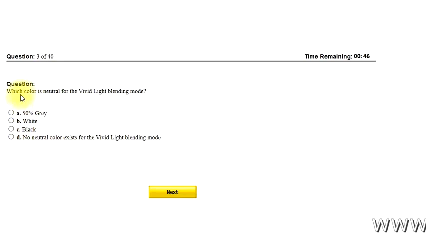Question number 3 is, which color is neutral for the vivid light blending mode? Neutral. Vivid light blending mode. Black. I think black is the answer, because for the vivid lighting effect, where there is black, the light works naturally.